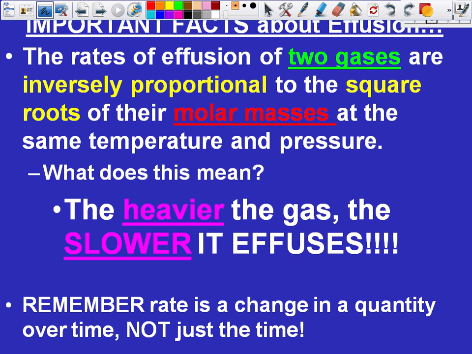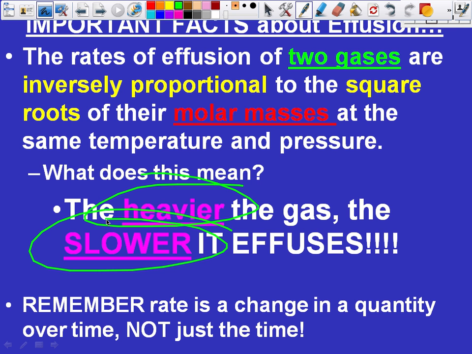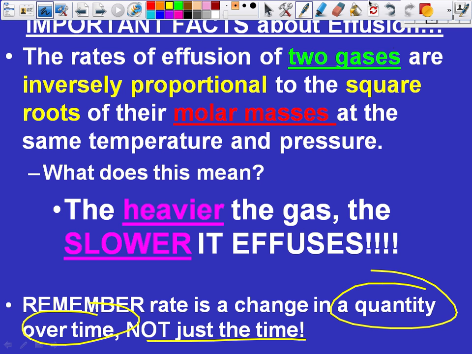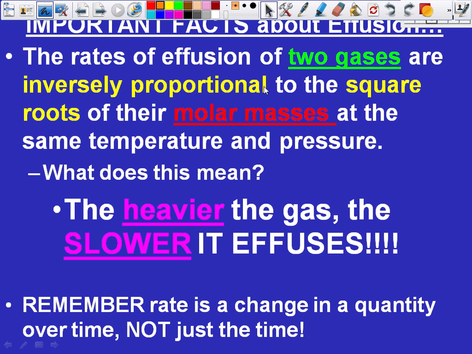What in the world does that mean? All that means is that heavier gases effuse slower. So if you have me trying to fit out of a little bitty tiny hole compared to a 4-year-old, there is a much greater chance of that child getting out of a tiny hole much faster than me. So again, there's one other important thing to remember. Remember, rate is a change in quantity over time, not just how fast. So we need to talk about how much exits, not just how fast it exits.